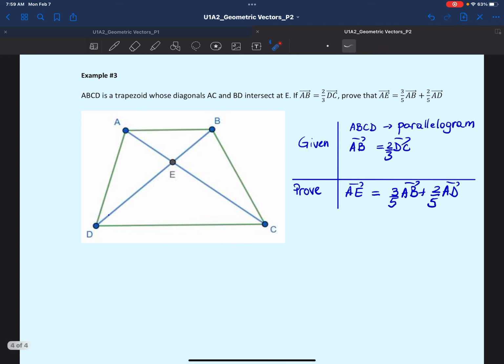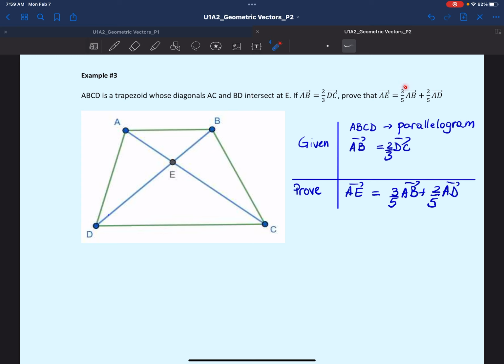I like to organize the information when proving statements, especially in geometry, into given and prove. So ABCD is a trapezoid, and we are told that AB is 2/3 of DC. Now we need to prove this statement: AE equals 3/5 of AB plus 2/5 of AD.